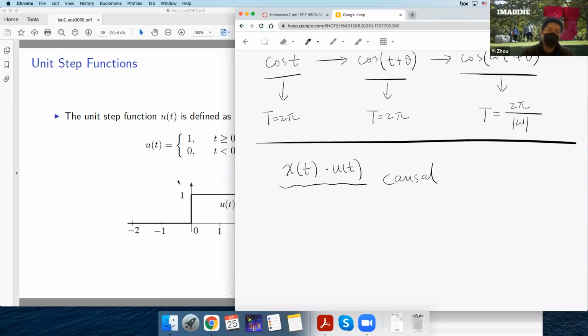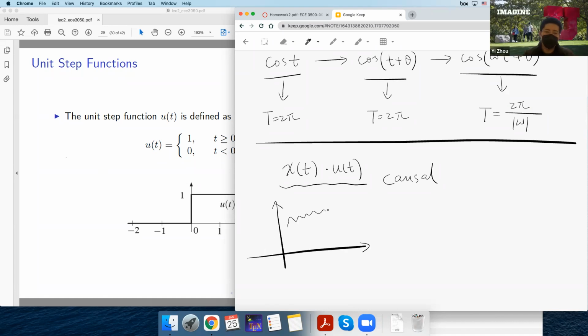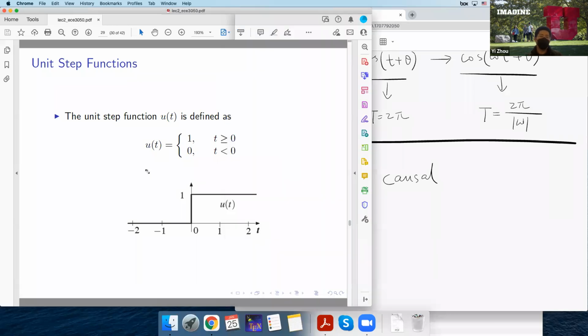So the definition of causal signal is that the signal can only take non-zero values when t is greater than or equal to 0. That means in order to be causal, the signal must be 0 when t is less than 0. Now the question is, how do we make, for example, this signal causal? It is not causal because there exist some non-vanishing signals in the negative part. So the way to make this a causal signal is by multiplying it by the u(t) function.